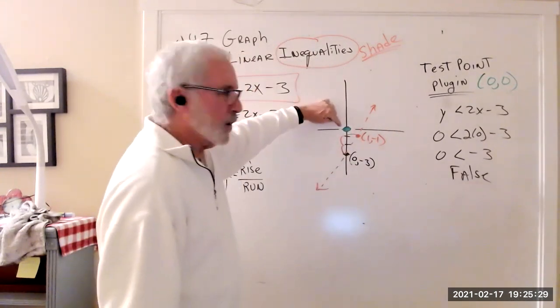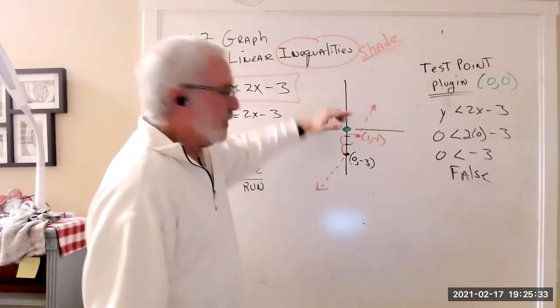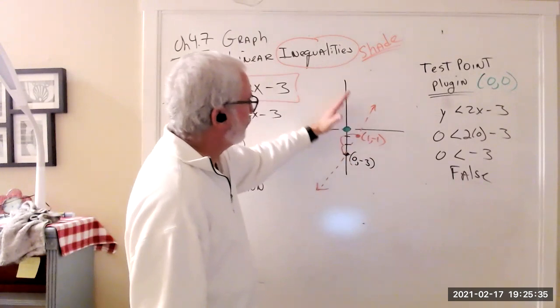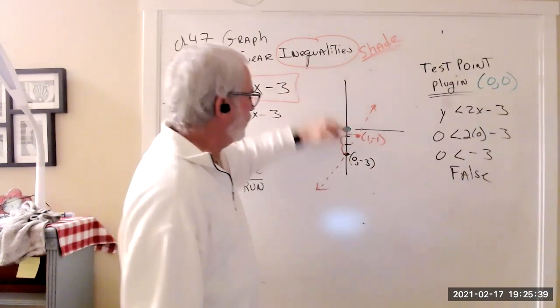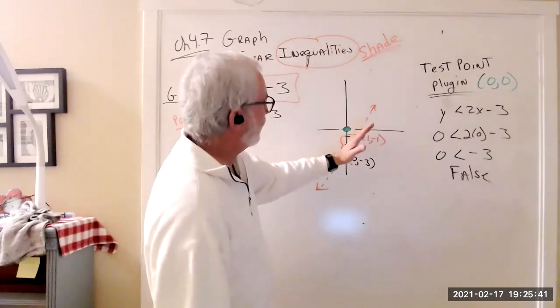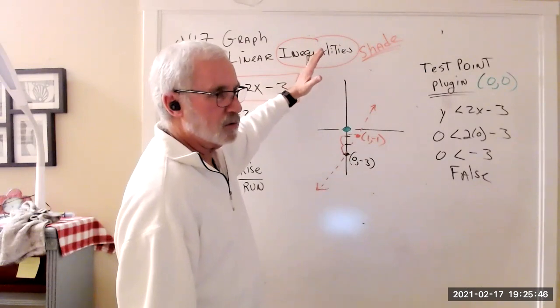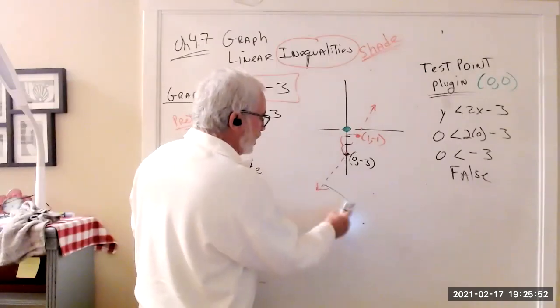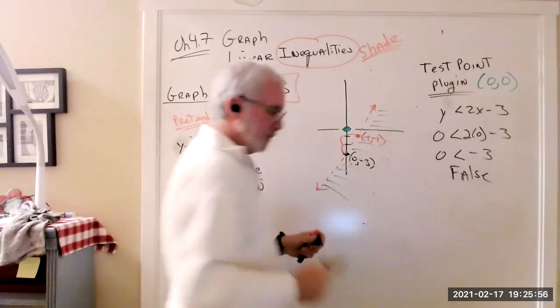Our test point was false. That means everything above the line is false. That test point represented all of these. If above is false, where's truth? Below. Exactly. And so you would shade below, and you're done.